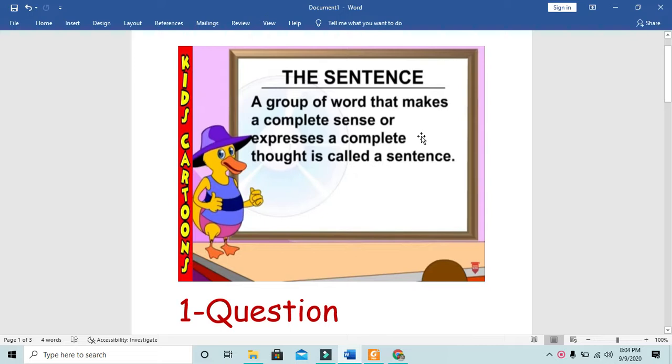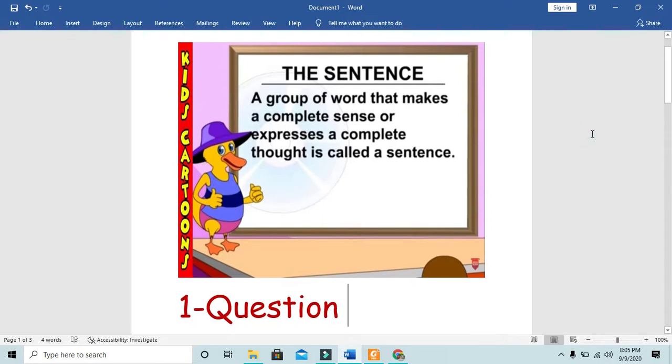For this week, we learned about the sentence. What is a sentence? Yes, we learned that the sentence is a group of words that makes a complete idea, a complete thought, or a complete meaning. Again, what is a sentence? It's a group of words that makes a complete idea or thought or complete meaning.